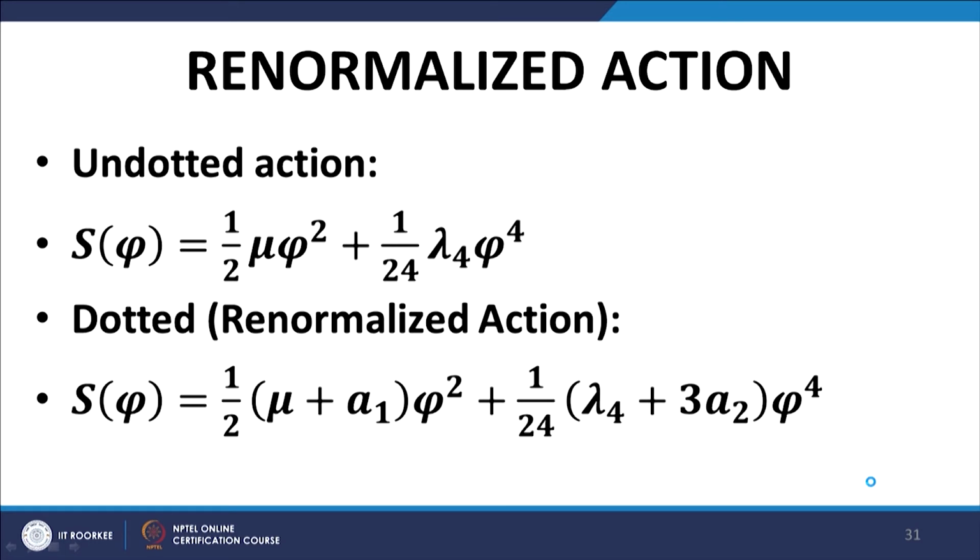Now, it is a very interesting observation here. In this action, if you look at it, the bare parameters of the action, that is mu and lambda 4, these were the bare parameters, as you can see from the upper expression for the action. These were the original parameters.